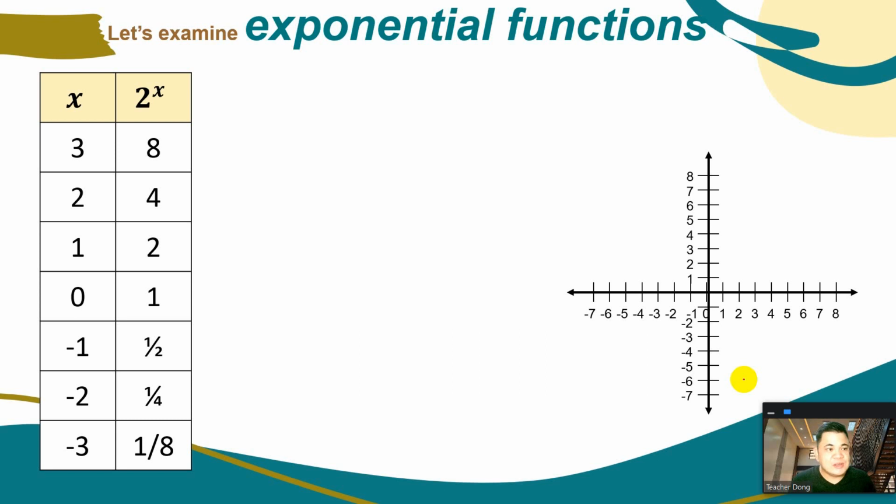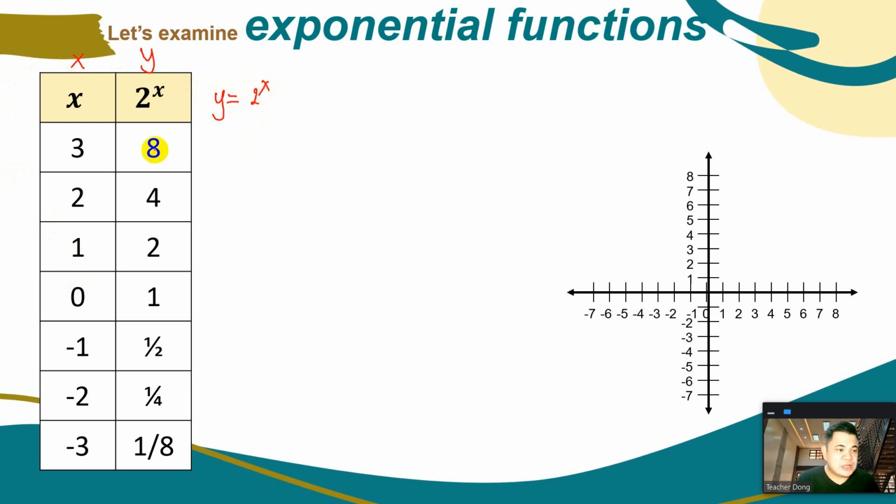Let's examine this. We have the table of values. We have x and the range, which is 2 raised to the power of x. Just remember that this specific column contains the elements of the range, and this specific column contains the elements of the domain. All right. So our general function is y, or f of x, is equal to 2 raised to the power of x.